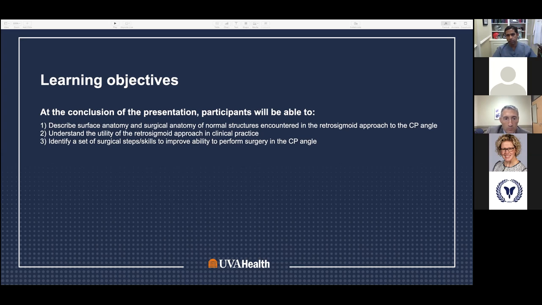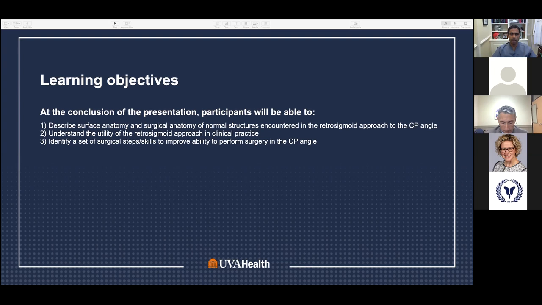We know that this is a course meant for skull-based fellows and also senior residents, but I wanted to make sure that we go through a lot of the basics that I continue to teach in the operating room and in the anatomy lab, starting from reliably understanding surface anatomy and the pertinent surgical anatomy that we're going to be dealing with regarding the retrosigmoid approach and the CP angle.